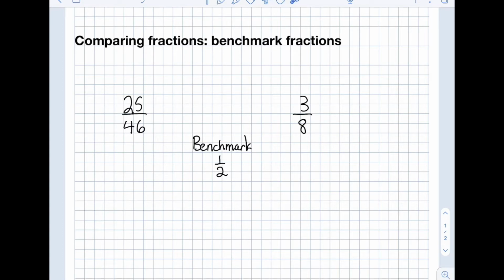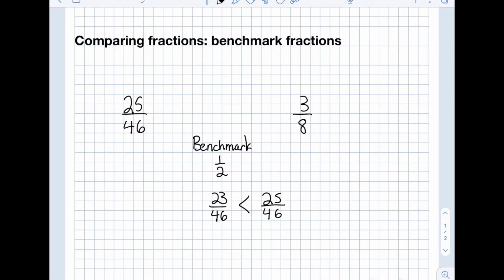So first I'm going to start with my fraction on the left here, 25/46. Well, I'm going to write 1/2 as an equivalent fraction with 46 in the denominator. So I can see that equivalent to 1/2 would be 23/46. Now I'm going to compare 25/46 to 23/46. This is using a common denominator. We have the same whole, the same size parts. We have more parts. 25 is greater than 23, so I'm going to write it over here to the right of 23/46. 25/46 is greater than 23/46.